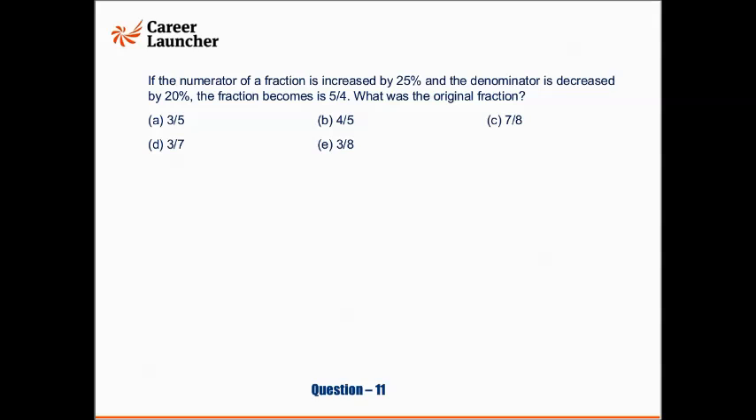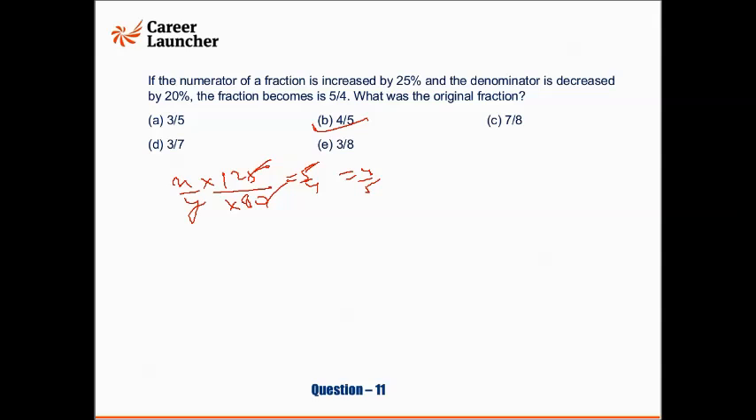Next question: if the numerator of a fraction is increased by 25% and the denominator is decreased by 20%, the fraction becomes 5 by 4. What was the original fraction? See, the conventional method is that the numerator of a fraction is this. Suppose the number is like this. So the numerator is increased by 25%. So the number x itself is 100%. If we add a further 25% to it, we will get 125, correct? And the denominator is decreased by 20%. That is, it becomes 80, and that is equal to 5 by 4. If you cancel out, you will get 4 by 5. That's it. So my original fraction was 4 by 5.